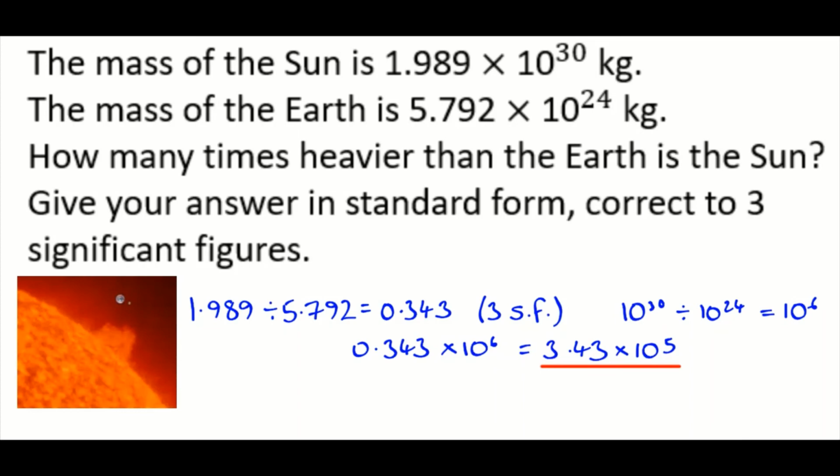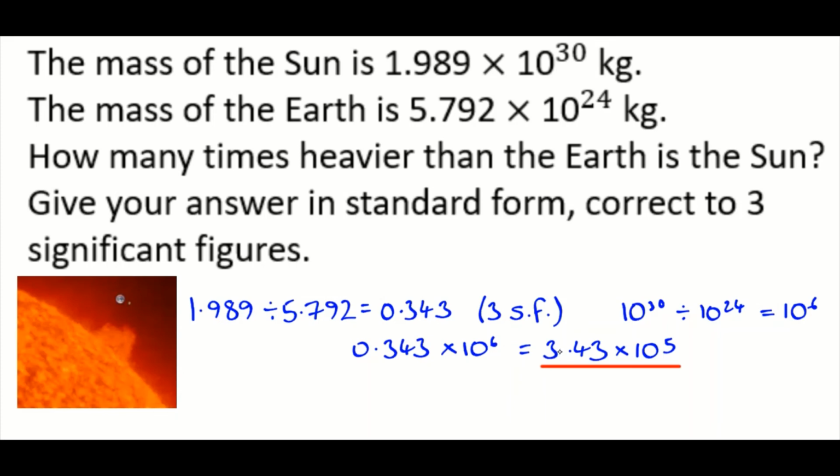So we've got 1.989 divided by 5.792. You can do that on your calculator and get 0.343 to 3 significant figures. Looking at the powers, 10 to the power of 30 divided by 10 to the power of 24. We subtract the powers to end up with 10 to the power of 6, and that means we've got 0.343 times 10 to the power of 6.